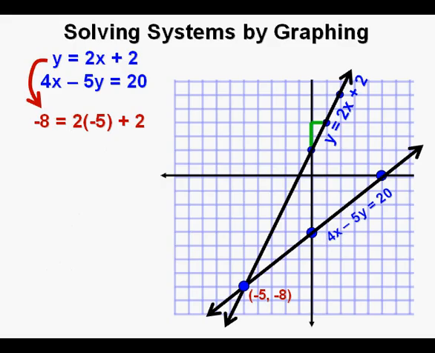Using the first equation, we have -8 equals 2 times -5 plus 2. And that simplifies to -8 equals -10 plus 2. And that becomes -8 equals -8, check.